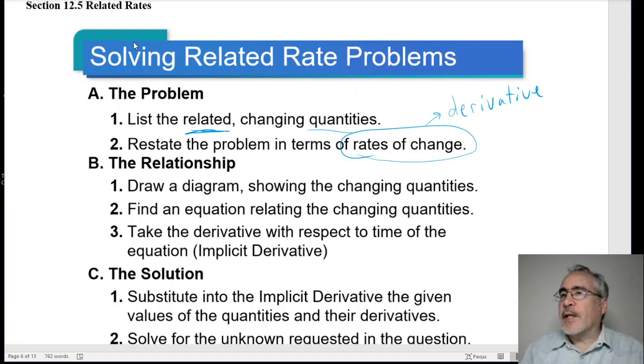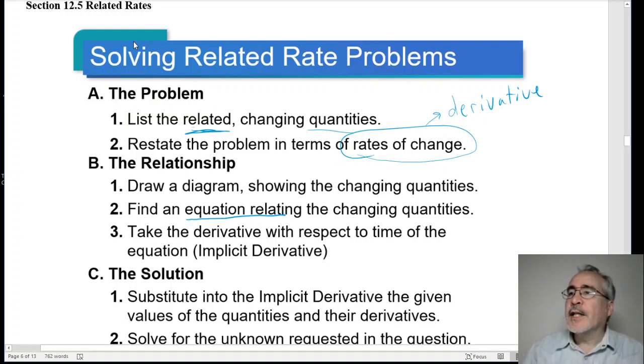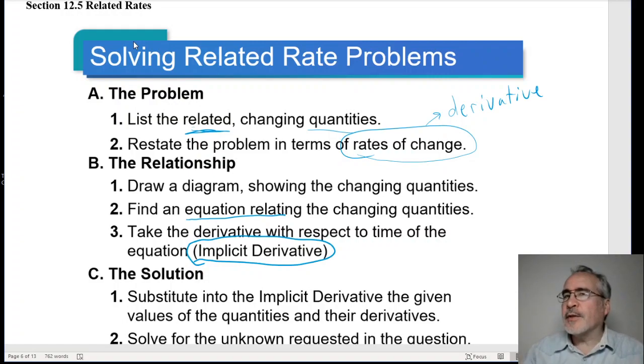We're going to look at a relationship. Maybe we'll draw a diagram to see what quantities are changing. We're going to need to find some sort of equation which relates the rates and the changing variables. And what we will be using primarily through all of this is implicit derivative. We've got that section to review a little bit earlier on. So this is mostly an application of implicit derivatives.